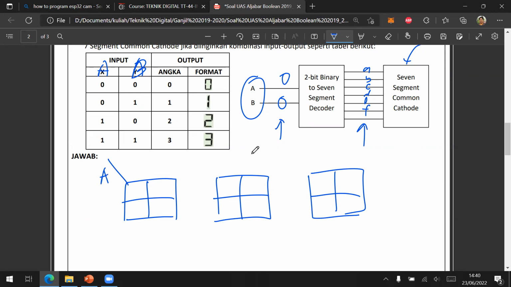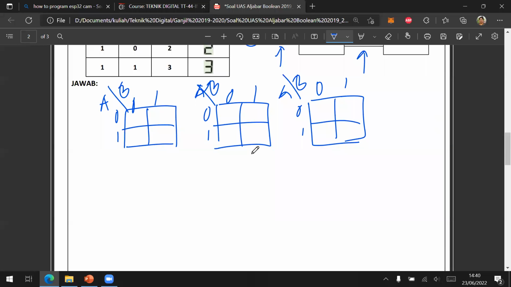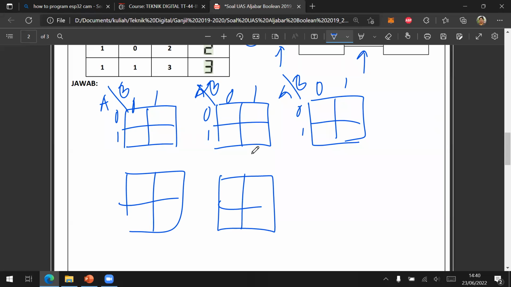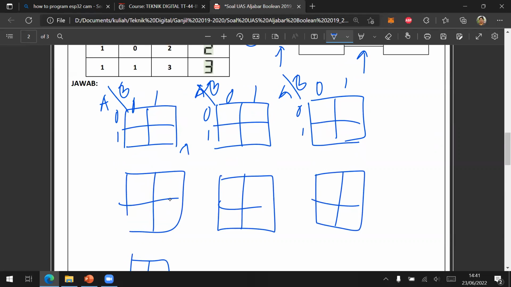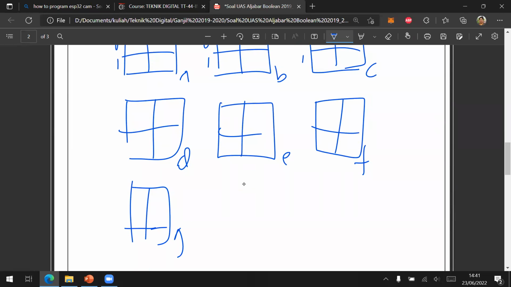For each one, A, B, 0, 1, 0, 1, and so on. Then the last one. This one is for lamp A, this one B, C, D, E, F, and the last one is for G.